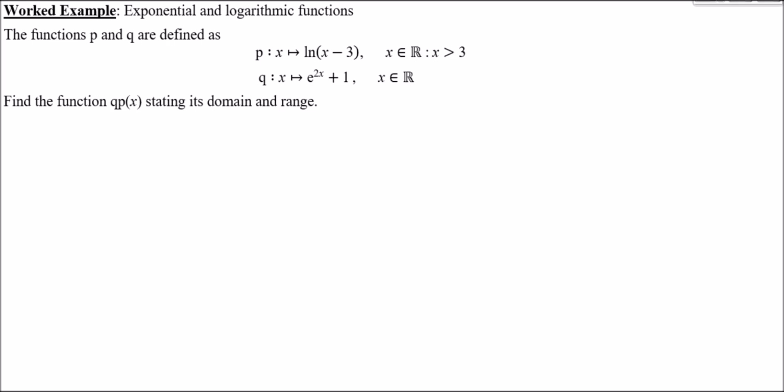So this one here, even though it doesn't say, I might well just sketch a graph of it. So qp of x means we're doing q of whatever p of x actually is. So q of x takes the input, does e to the power 2 lots of it, then adds 1. So this time, because our input is p of x, what that means is q of p of x is going to be e to the power of 2 lots of p of x plus 1.